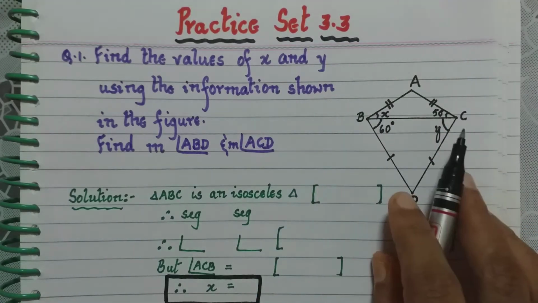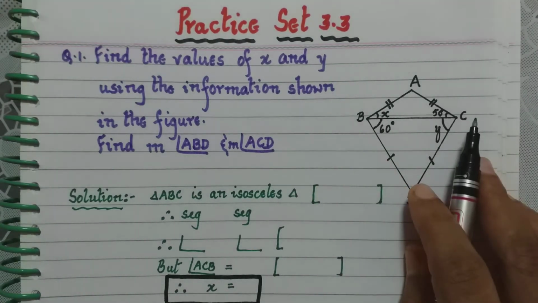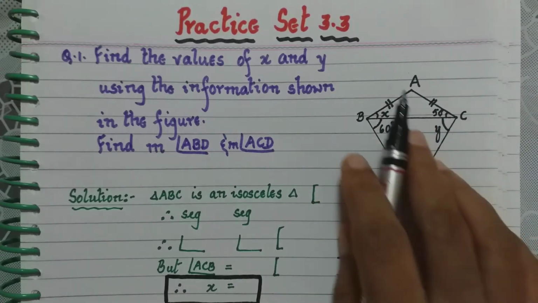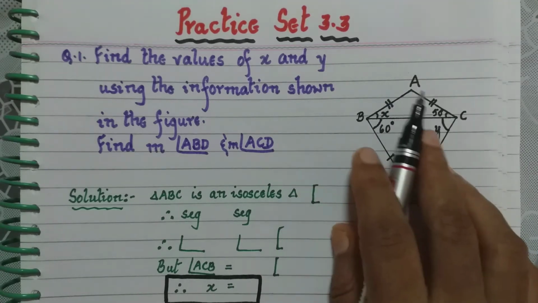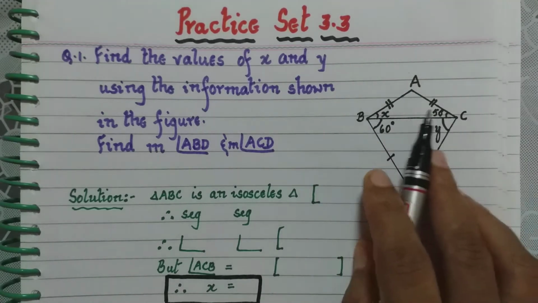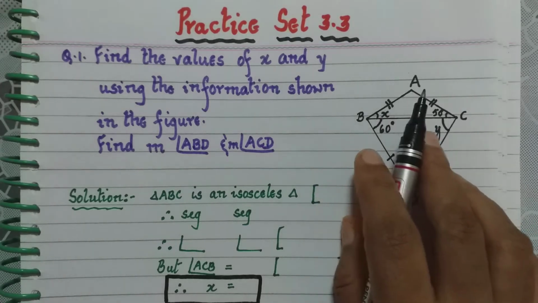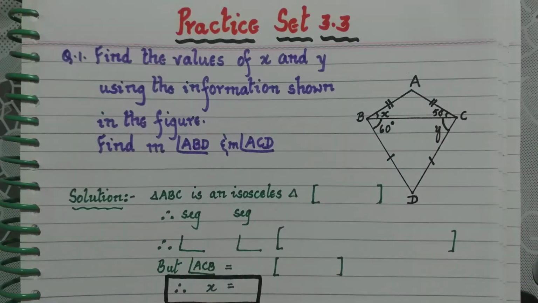Here you can see a figure. There are two triangles, triangle ABC and triangle BDC, standing on the same base BC. Now if you look at triangle ABC, you will see that there are a pair of sides which are congruent to each other. Therefore triangle ABC is an isosceles triangle. So see the solution now.